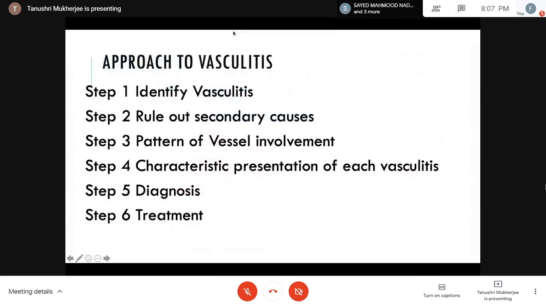So basically, we have seen the classification and the pattern of involvement. Now you first identify the vasculitis, then rule out the secondary causes. Then you see the pattern of vessel involvement, what type of vessel is involved, the characteristic presentation of each vasculitis, how you will diagnose, and the treatment.